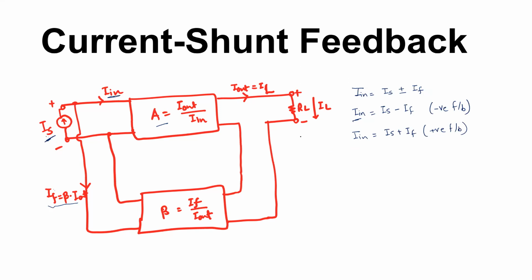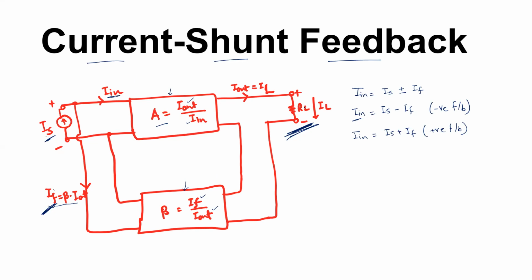Now you are sensing an output current here and you are generating a current again. So this block has a transfer function of a current amplifier. You see the output current divided by the input current. This gain block has a transfer function of a current amplifier again. So output current divided by input current. And the kind of feedback, we call it a current shunt feedback.